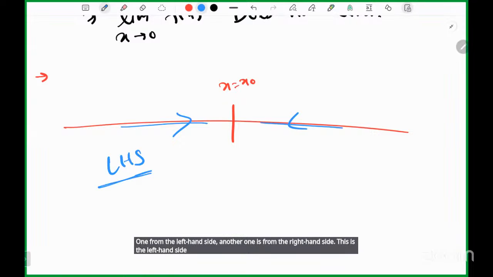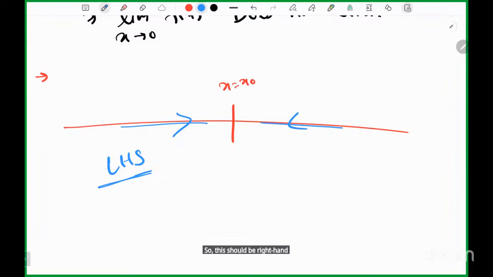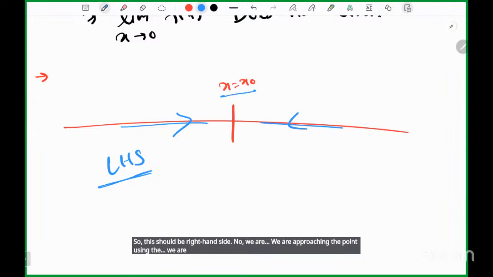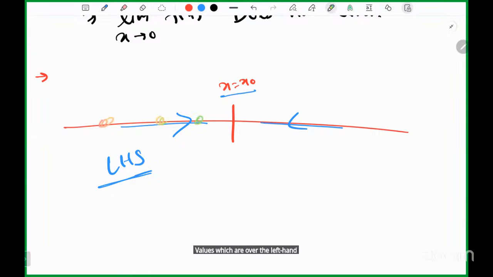Okay, don't get confused that we are going to the right side, so this should be right hand side. No, we are approaching the point x0 using the values which are on the left hand side of x0. That's why it's known as the left hand limit. Okay, don't get confused about the direction. I think you are not confused, I am making you confused, but fine.